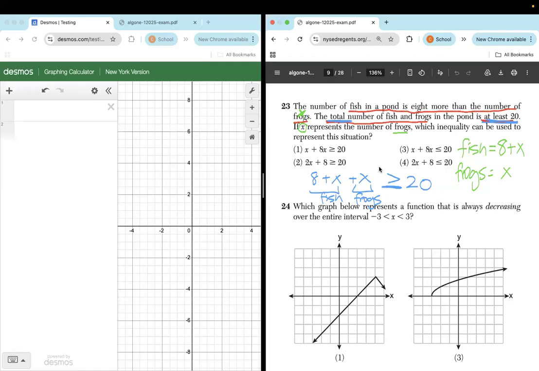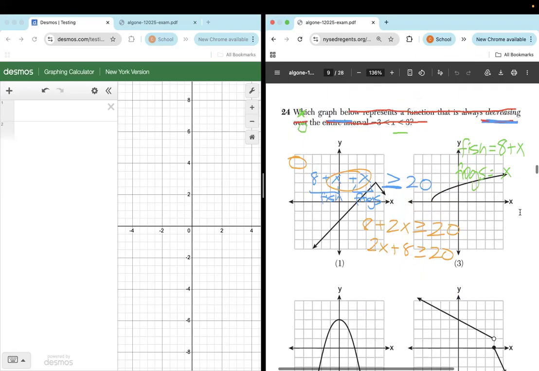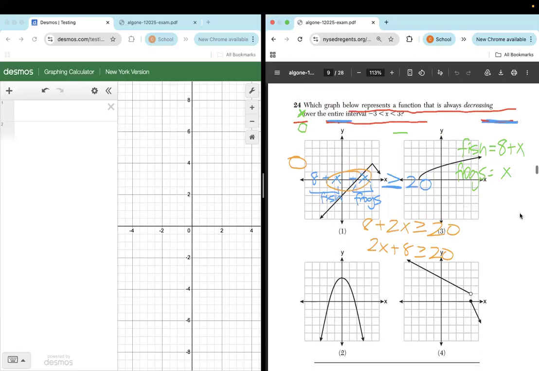Now, that doesn't look like my answer choices, but if I combine the x and x to get 2x, that'd be 8 plus 2x is greater than or equal to 20. Then I can see that it will be choice 2. 8 plus 2x is the same as saying 2x plus 8. So it's choice 2. Fun one.